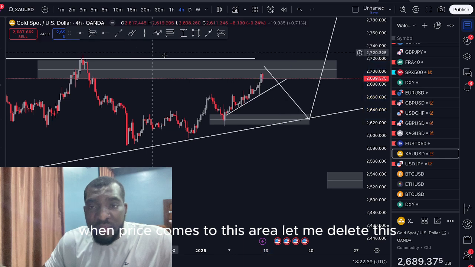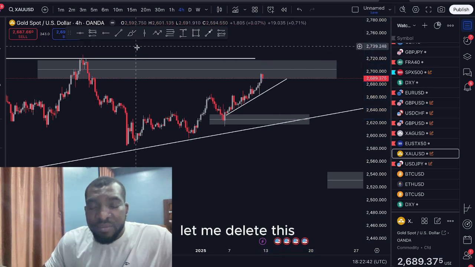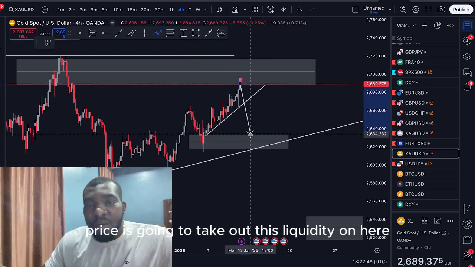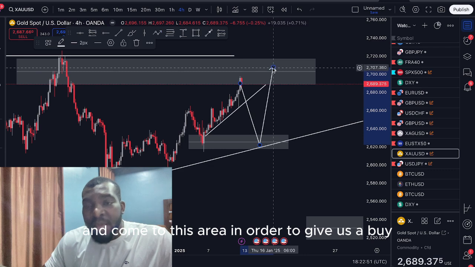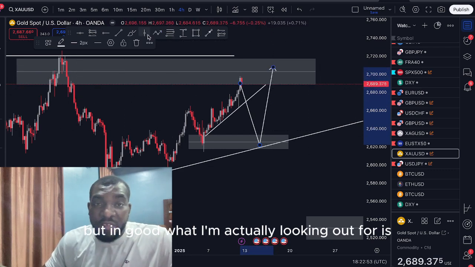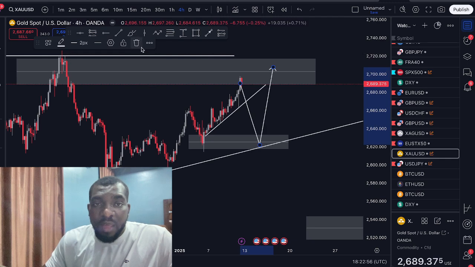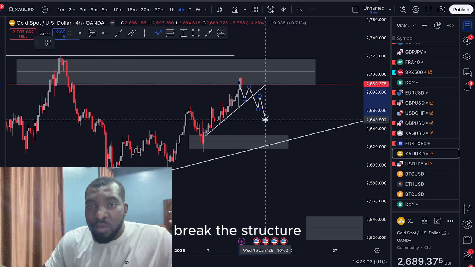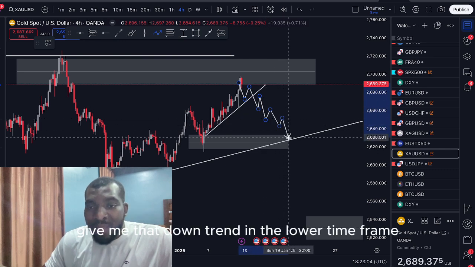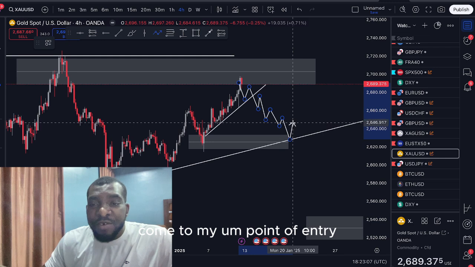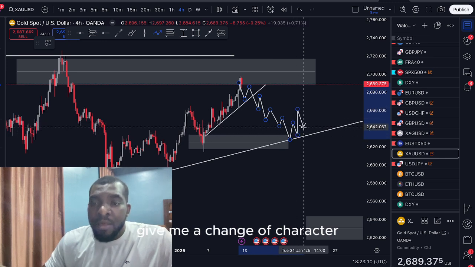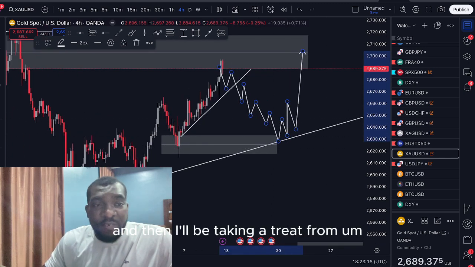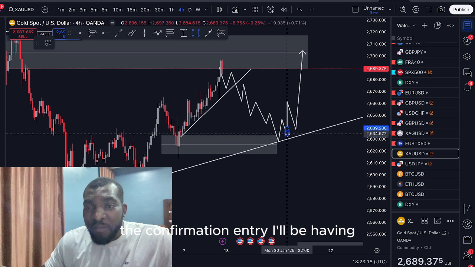Let me delete this. So since we have this liquidity around here, price is going to take out this liquidity and come to this area in order to give us a buy. But in gold, what I'm actually looking out for is for price to give me something like this: break this structure, give me that downtrend in the lower time frame, come to my point of entry, give me a change of character, and then come back and react to give me a buy to this area. And then I'll be taking a trade from the confirmation entry I'll be having.